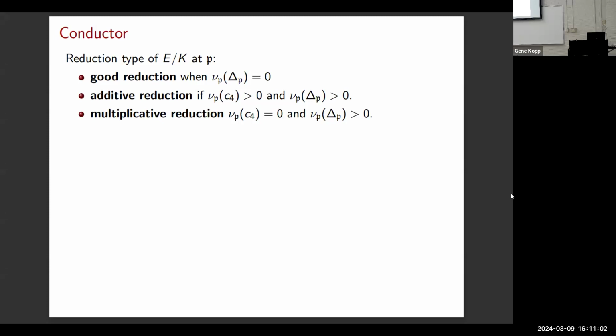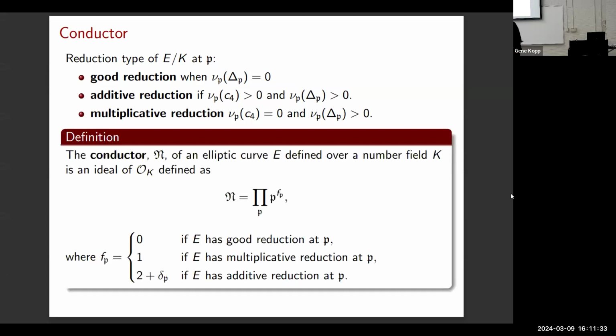Okay, so it has good reduction if the valuation at that particular prime of the discriminant, or think about this minimal discriminant at that prime, is 0. I should have called the multiplicative before. I usually define good, then multiplicative, then additive, but I switched them here. So it's multiplicative if this condition is satisfied and additive if this condition is satisfied. So multiplicative in a way is the middle, and additive is the worst bad reduction that can happen, right? And this is the definition of a conductor.